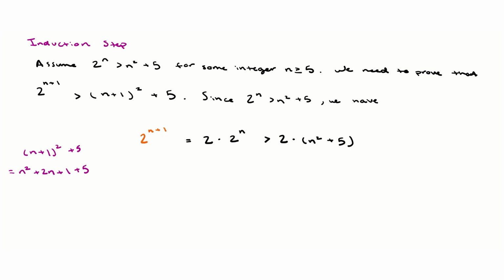All right, so back to our proof. We've got 2 times 2 raised to n is greater than 2 times n squared plus 5, and this is greater than n squared plus n squared plus 5. And this is obviously true because if we distribute that 2, we get 2n squared plus 10. Or in other words, n squared plus 10, which is obviously greater than n squared plus 5.